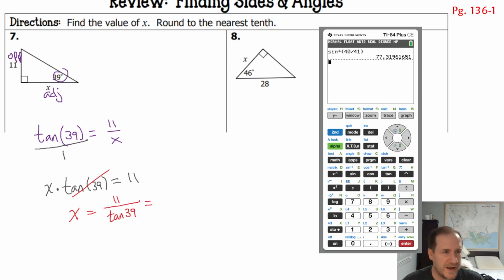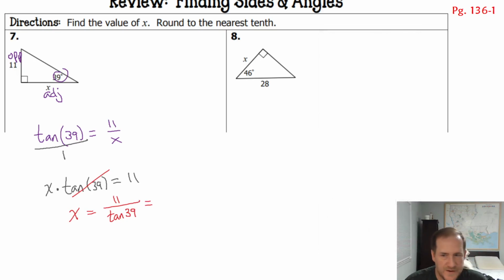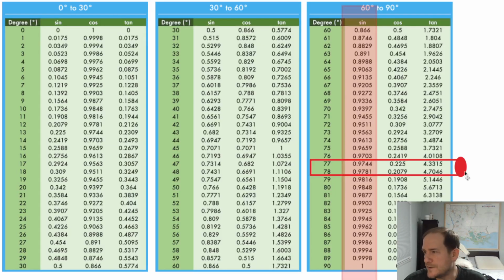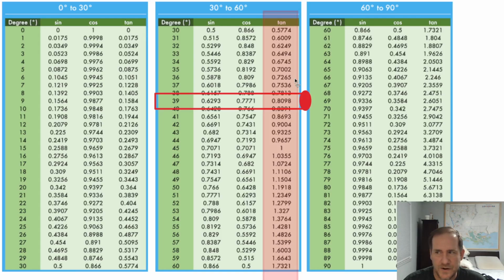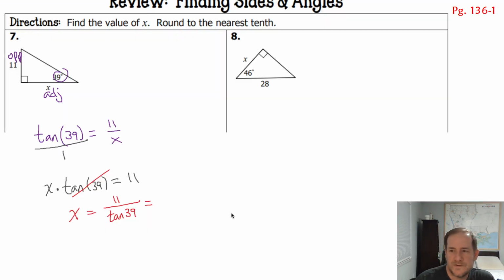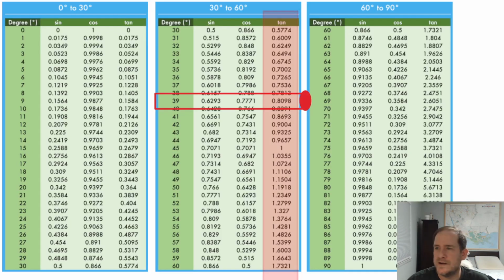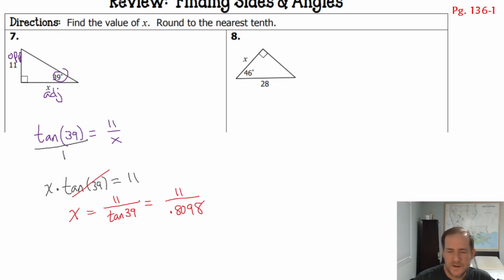So if I didn't have a calculator that could handle this, then I would look up tangent of 39 on my chart. So we'd go find 39 degrees. It's right there. And we'd look for the tangent of it. That's the last column. And I see 0.8098. So I know that the answer to the question is just 11 divided by 0.8098. Am I saying that right? 8098? Yep. So just do that.